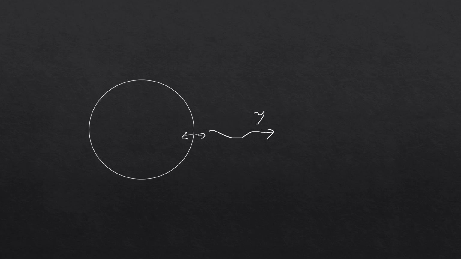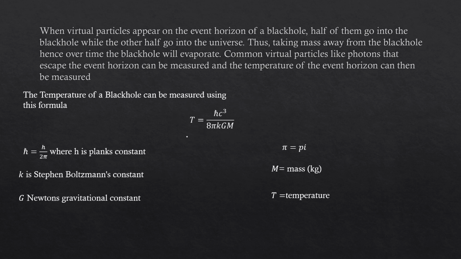Now, if a particle is leaving the black hole, it's taking away mass. That means slowly over time, the black hole is losing mass. That means it's evaporating. And this is the idea of Hawking radiation, that when particles pop in and out of existence, there's a probability that half will go out into the universe and half will go back into the black hole. However, at the moment, it's not really taking effect, and you'll see why in a second.